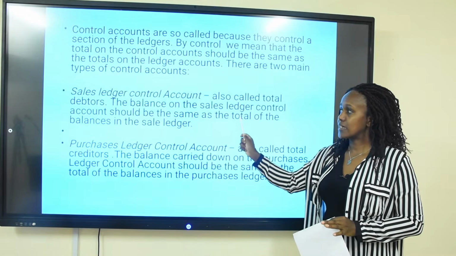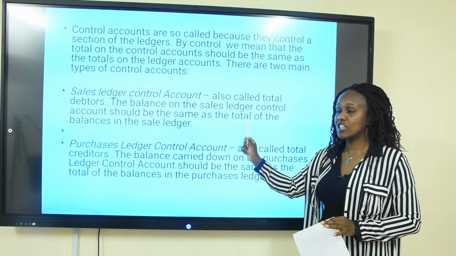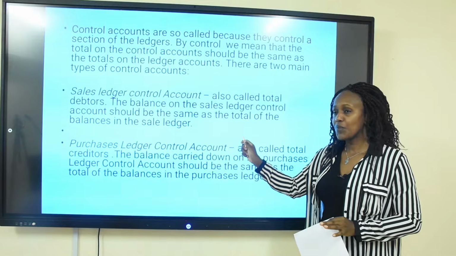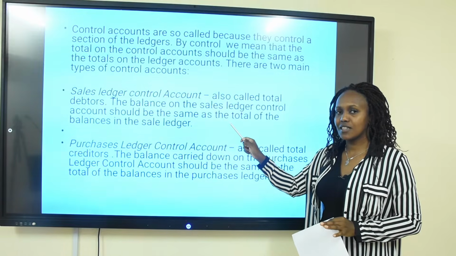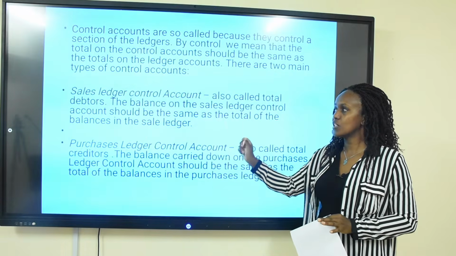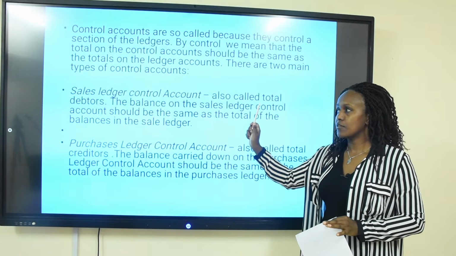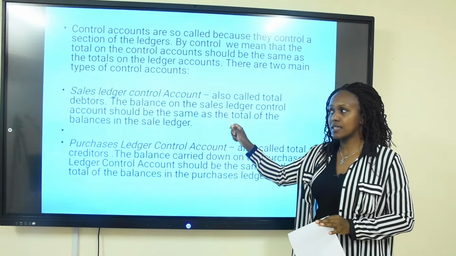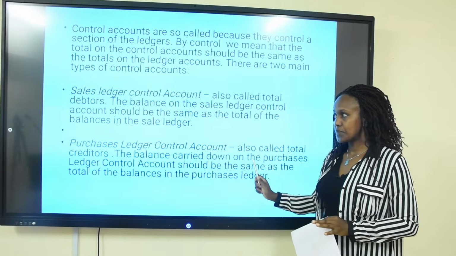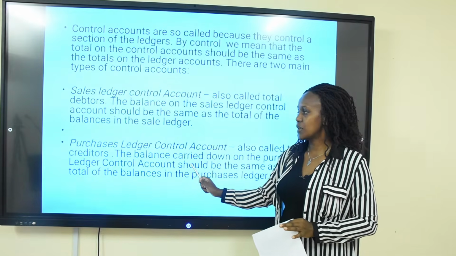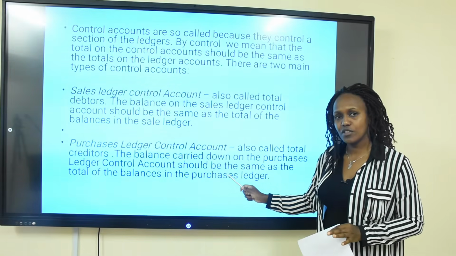When you talk about the sales ledger control account or the total debtors control account, it shows all the transactions that were affecting that category of debtors or customers, or that resulted from sales. Then we have another type of control account, which is the purchases ledger control account.